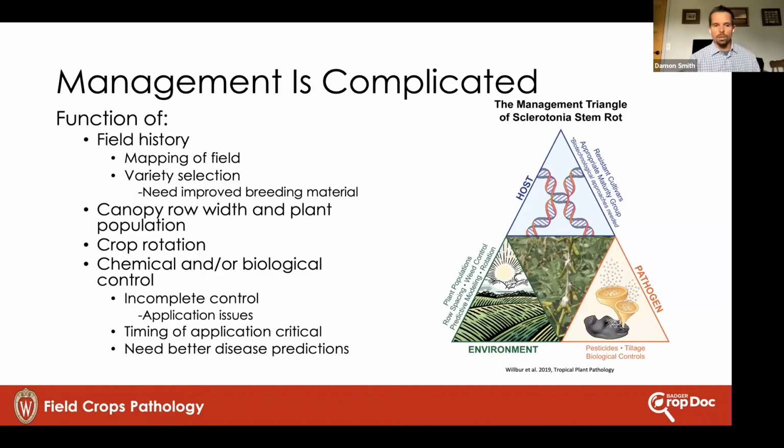We're also interested in using field history so we can make variety selection, trying to look at resistance and making the best decision on trying to choose the best partial resistance. Canopy row width, planting populations, crop rotation, chemical controls and biological controls, et cetera, et cetera. So it is a layered thing, or what we call an integrated pest management situation.